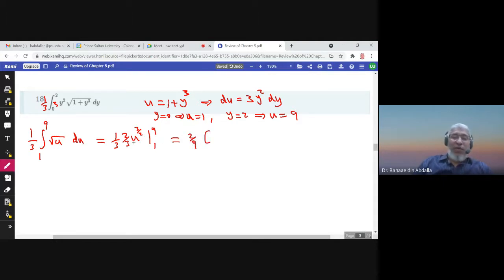And if you raise 9 to the power 3 over 2, you get 27. 9 to the power half is 3, to the power 3, 27. And minus 1 to the power 3 over 2 is 1. So I have 2 times 26 over 9, and this would be 52 over 9.